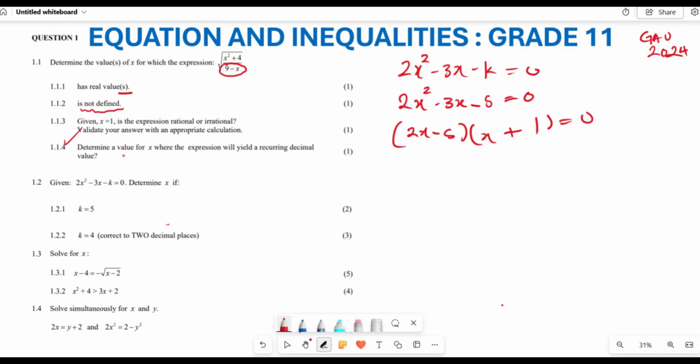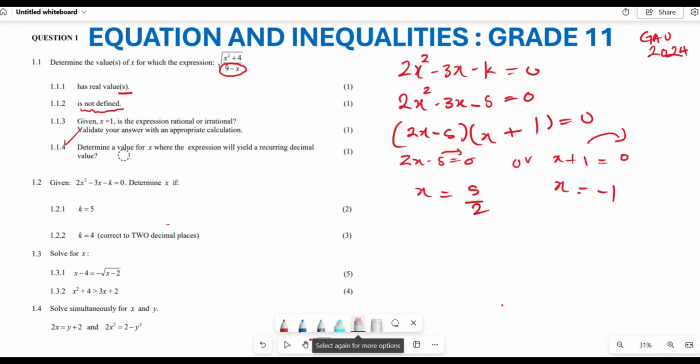Now your solution is going to be 2x subtract 5 is equal to 0, or x plus 1 is equal to 0. Which means x is the same as 5 over 2, because you are going to transpose the 5 this side and then divide by 2. Your x here is going to be the same as negative 1, because you are going to transpose the 1 over this side. Are we together? So basically that's what you are going to do in this particular question. Now let's look at the second question in here. So now this is your x.